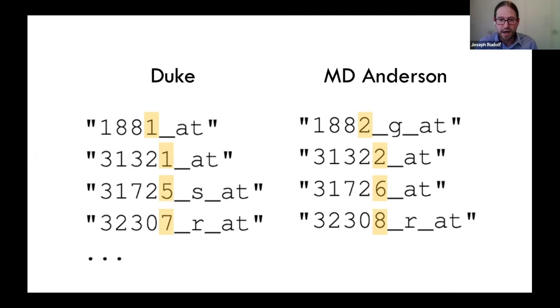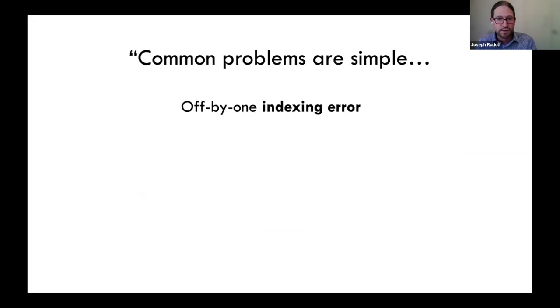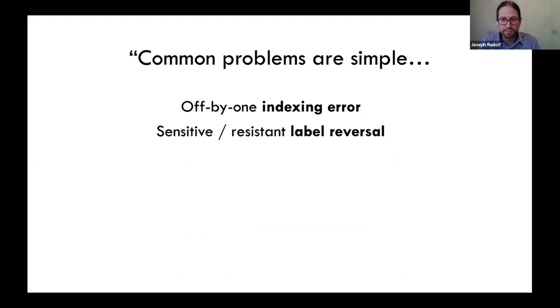This is what's called an off by one indexing error. And it's what happens when you use a point and click tool like Excel, and accidentally delete one cell. The result is that all values in the affected column are shifted by one. And this is a simple error to make, but as you might imagine, the error invalidates all downstream results. The off by one indexing error was just one of many simple errors the MD Anderson team discovered. Another type of error that was pervasive to the study was label reversal, so that cell lines were labeled sensitive to a drug when they were actually resistant and vice versa.